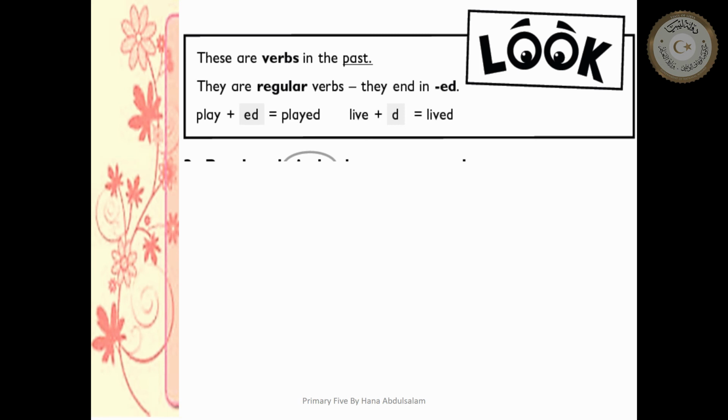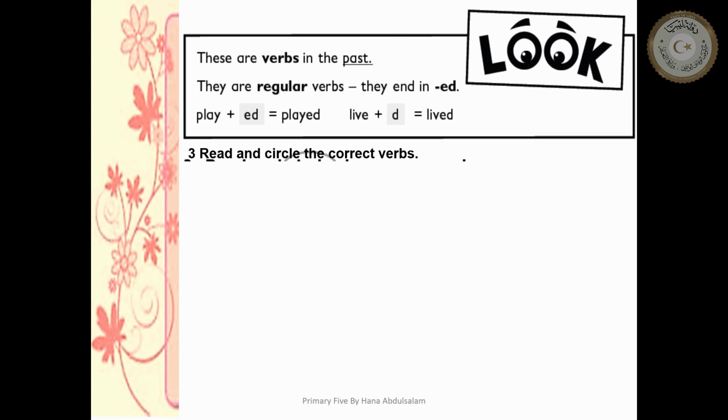Regular verb. With a regular verb, when we change a verb from present, like play, to past, played, we add ed. We add ed. So now, number 3, read and circle the correct verbs.